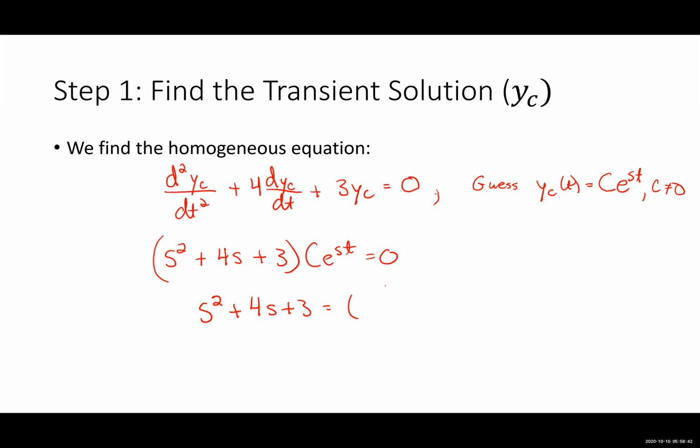I don't even need the quadratic formula, because I can factor that one, old school, and say it's got to be s plus 3 times s plus 1, right? So that tells me my roots here are s equal to minus 3 and s equal to minus 1. Notice that they're negative, exactly like what I said they would be. My roots always have to be negative, which means I'm going to have exponentials that decay.